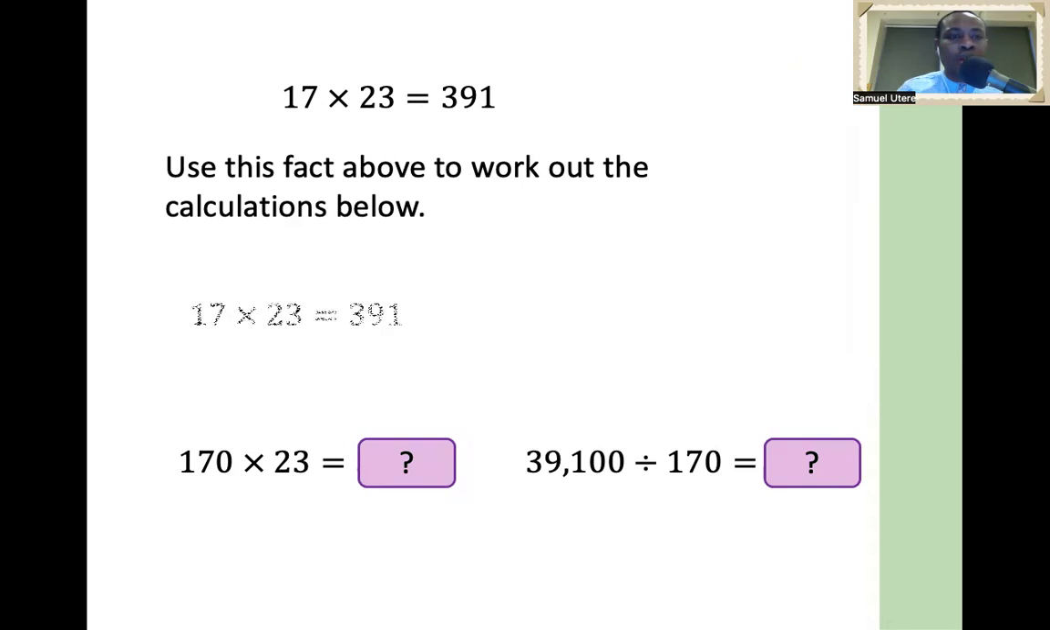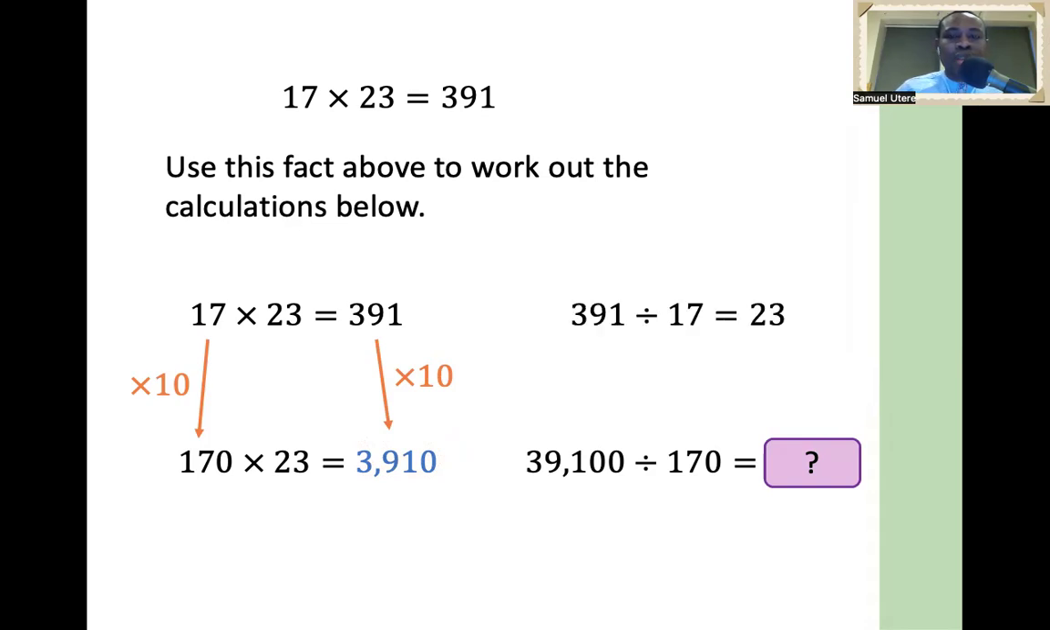So you can see here that for this calculation, we have made 17 10 times bigger. But we're still multiplying by 23. So not much has changed. So our answer will be 10 times bigger.